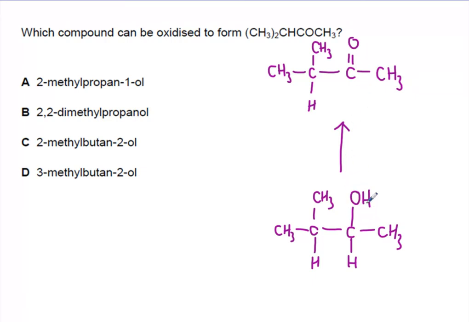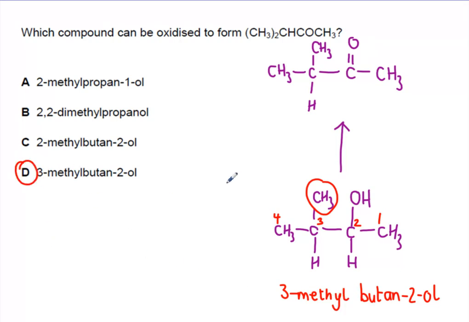So now we need to name this. If we start nearest to the functional group, which is the alcohol, we got 1, 2, 3, 4, but. All the C's are joined with single bonds, so butan. Number 2 has got an ol, so butan-2-ol. And number 3 has got a methyl, so 3-methyl-butan-2-ol. So the correct answer is D.